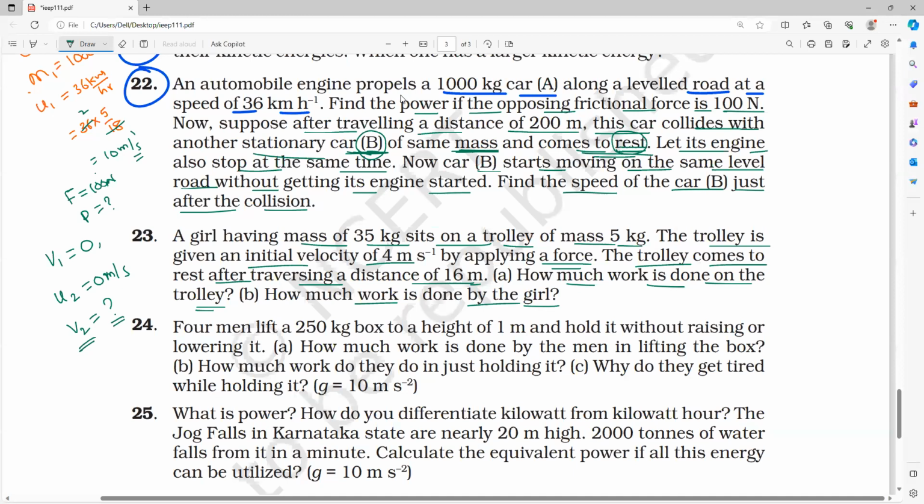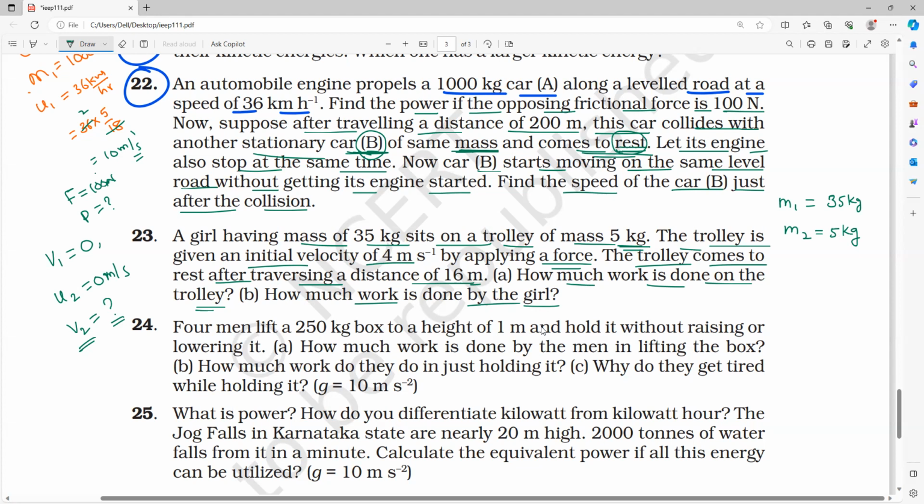So two things you have to remember here. A girl of mass 35 kg. First write the given data. Mass of the girl, M1, is equal to 35 kg. She sits on a trolley of mass 5 kg. What is the mass of the trolley? M2 is equal to 5 kg.